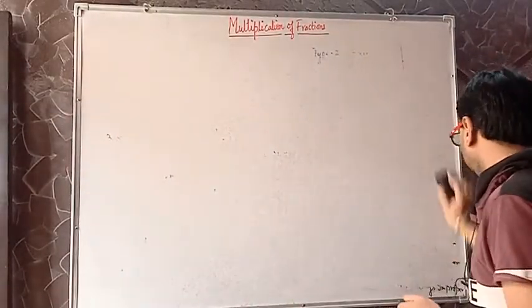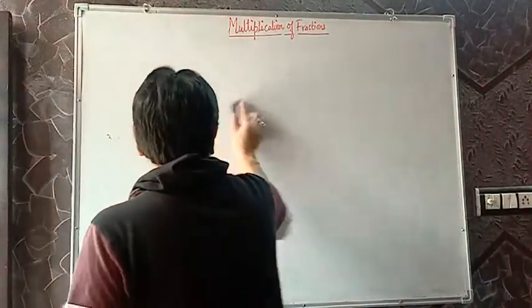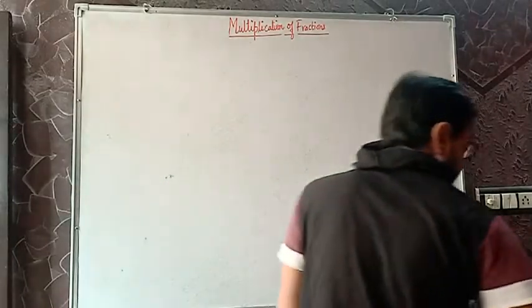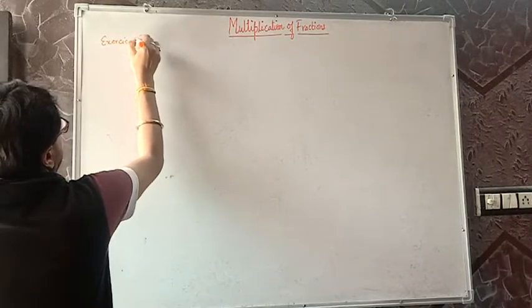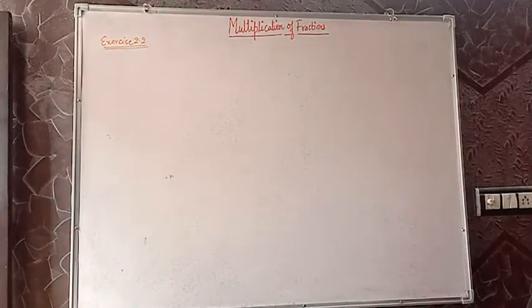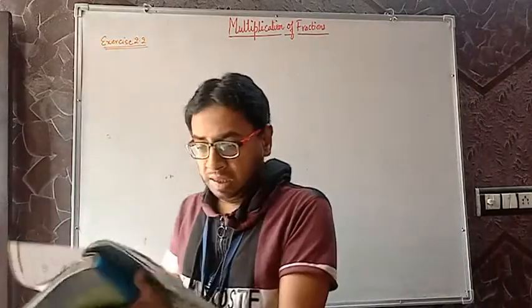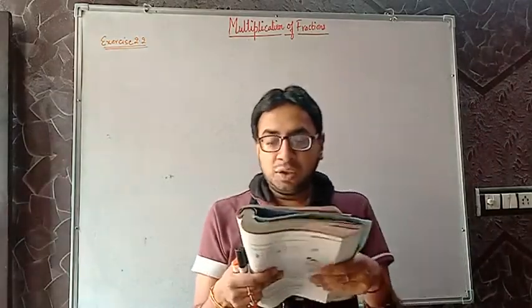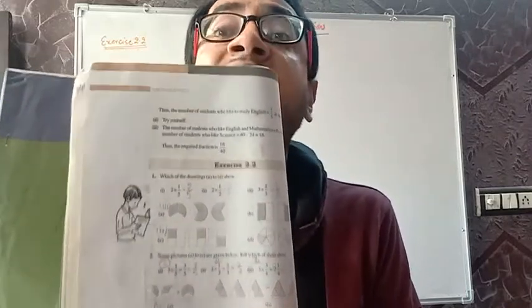I request all of you to open your NCERT to exercise 2.2. First question. Which of the following drawings A to D show? If you see the book, in the question we have been given drawings. We have to tell which of the following denotes the given fraction.